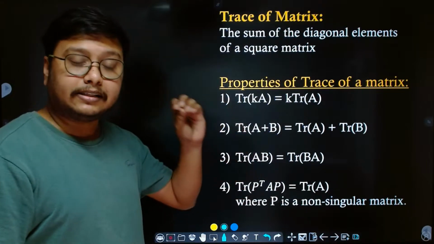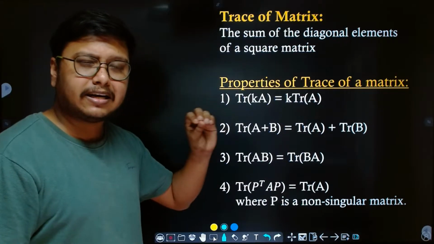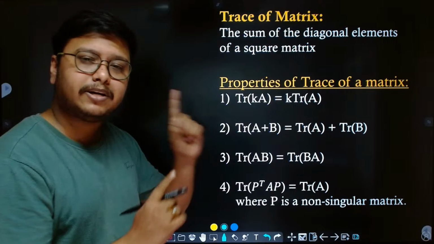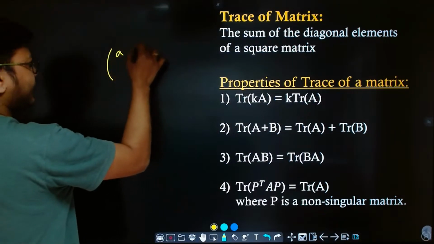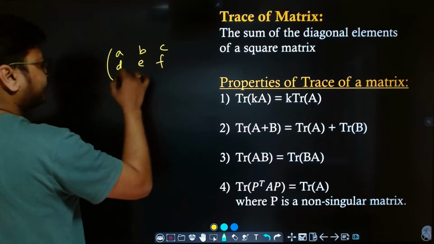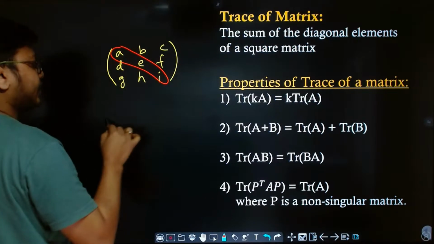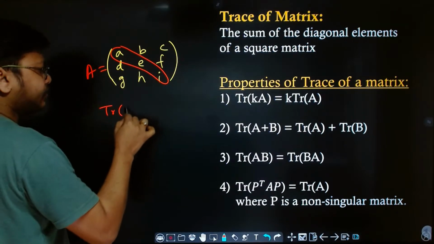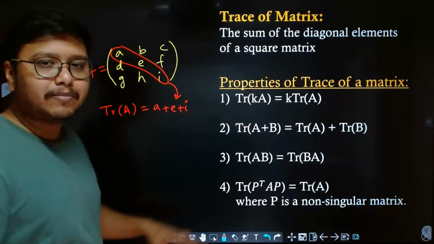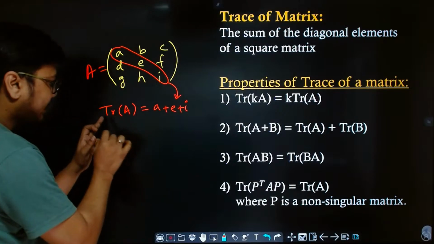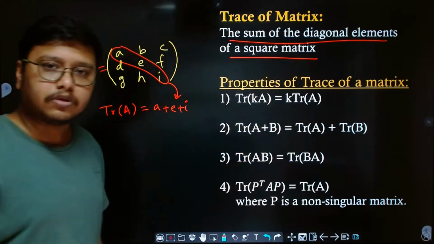Now trace of a matrix. We get several questions in GATE from trace. One question from linear algebra is always from trace of a matrix. So what is trace of a matrix? It is the sum of the diagonal elements. So if this is my A matrix, then trace of A is a plus e plus i. The sum of the diagonal elements is called trace of the matrix, represented by TR.